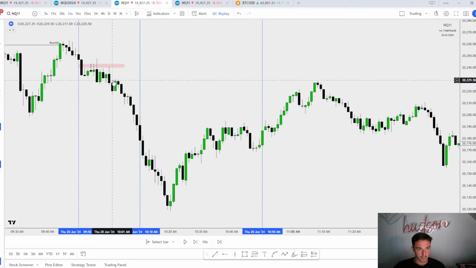This is definitely a higher time frame imbalance. You can just tell from all these down candles. So we're rebalancing price. Boom. Here can be your scalp. Kill it at the end of the macro.